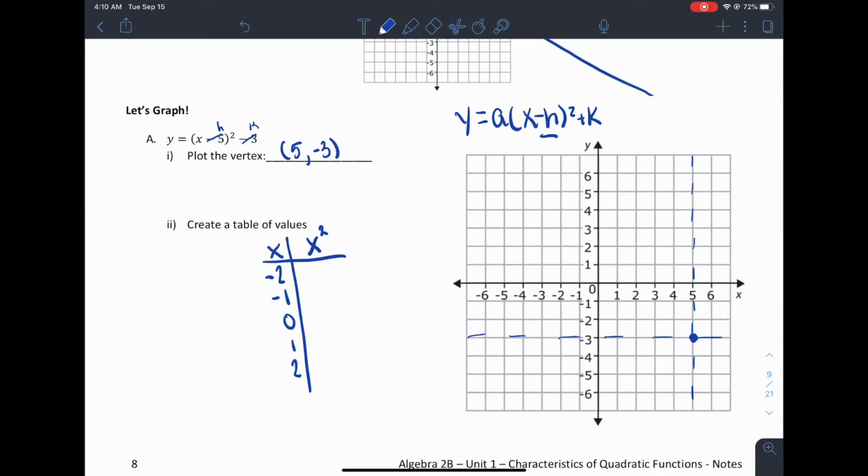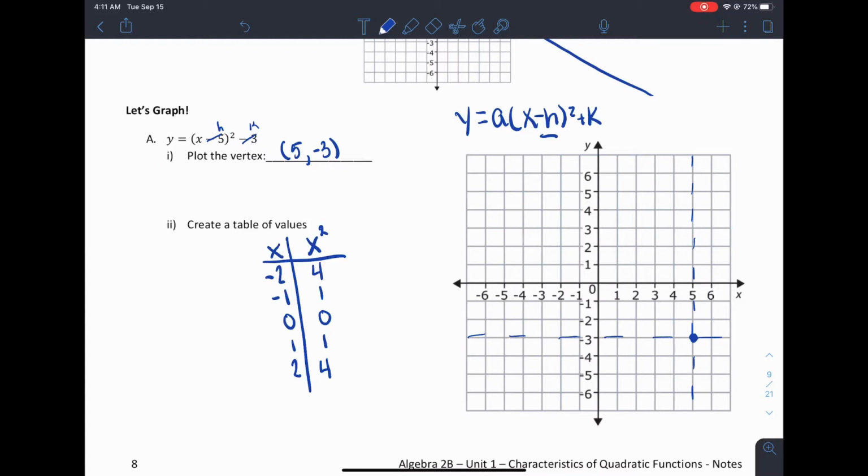And I'm going to plug it into squaring because that's all I have left to do, right? I did the minus 5, I did the minus 3. I used those numbers, so they served their purpose. So I'm going to take the minus 2, I'm going to square it. Negative 2 squared is 4. Negative 2 times negative 2 is 4. Negative 1 times negative 1 is 1. 0 times 0, 1 times 1, 2 times 2.